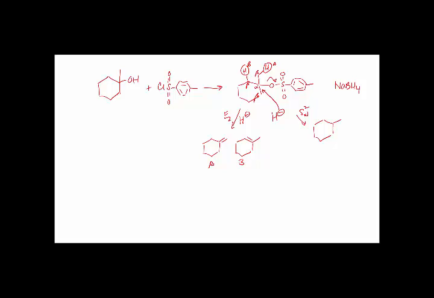Because NH2 minus is a small, non-sterically hindered base. It's small. It can get to either A or B equally. And so if it can get to either one equally, then the major product is going to be the more stable one.